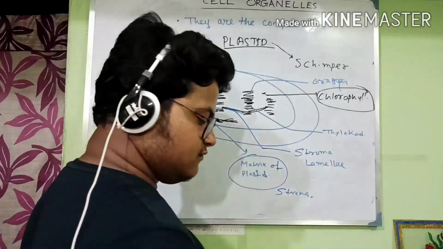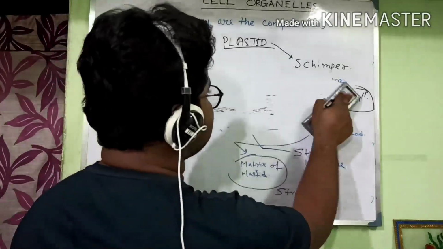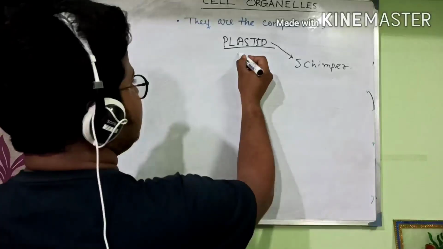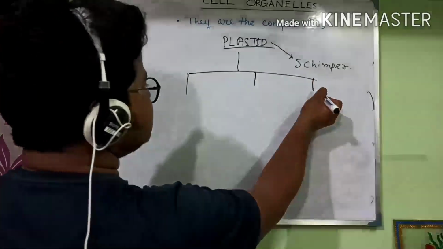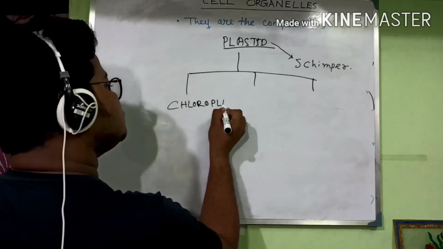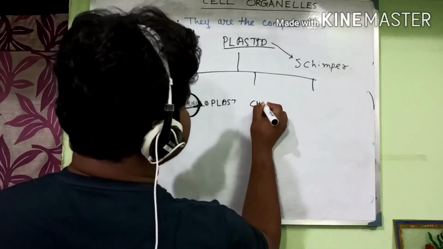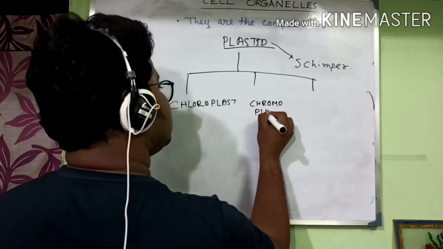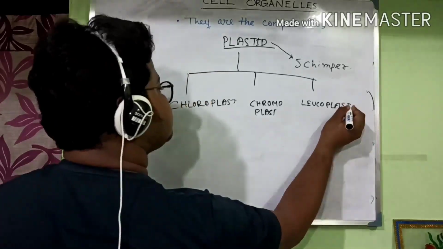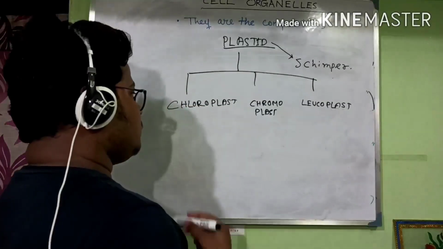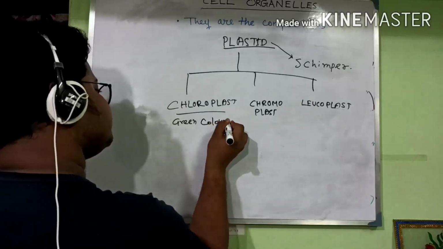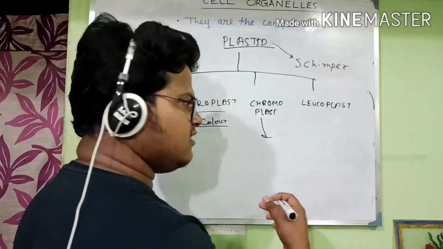Okay, but plastid also has several types. There are mainly three types of plastid. One is chloroplast, next is chromoplast, and the third one is leucoplast. Chloroplasts are green in color. Chromoplasts are of various colors.